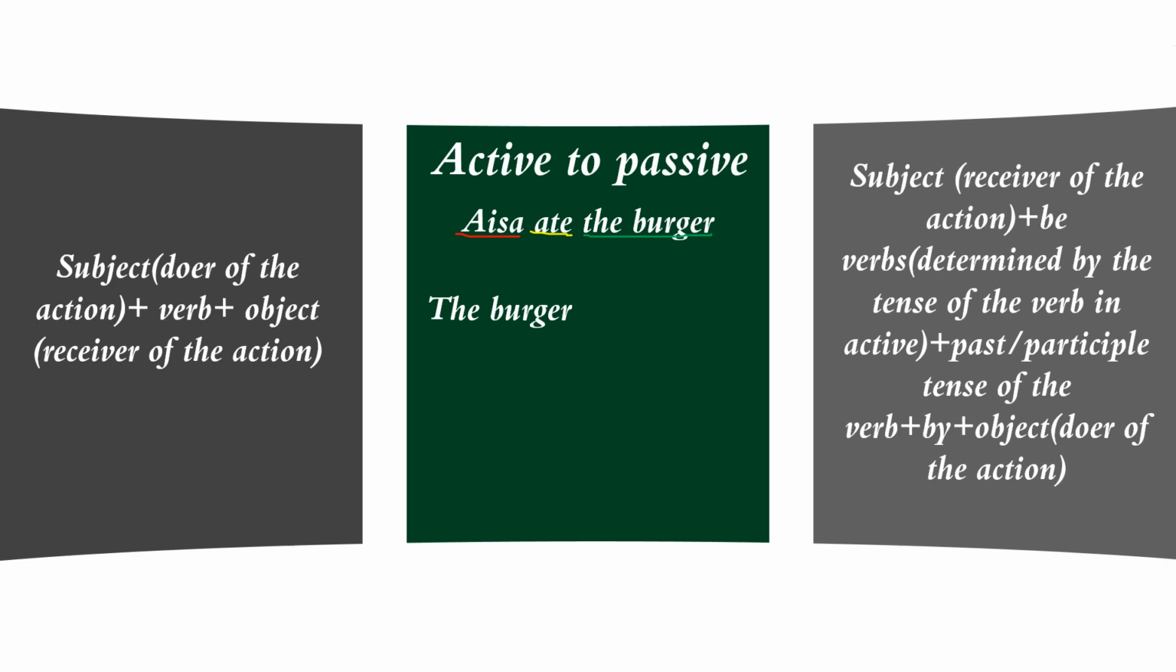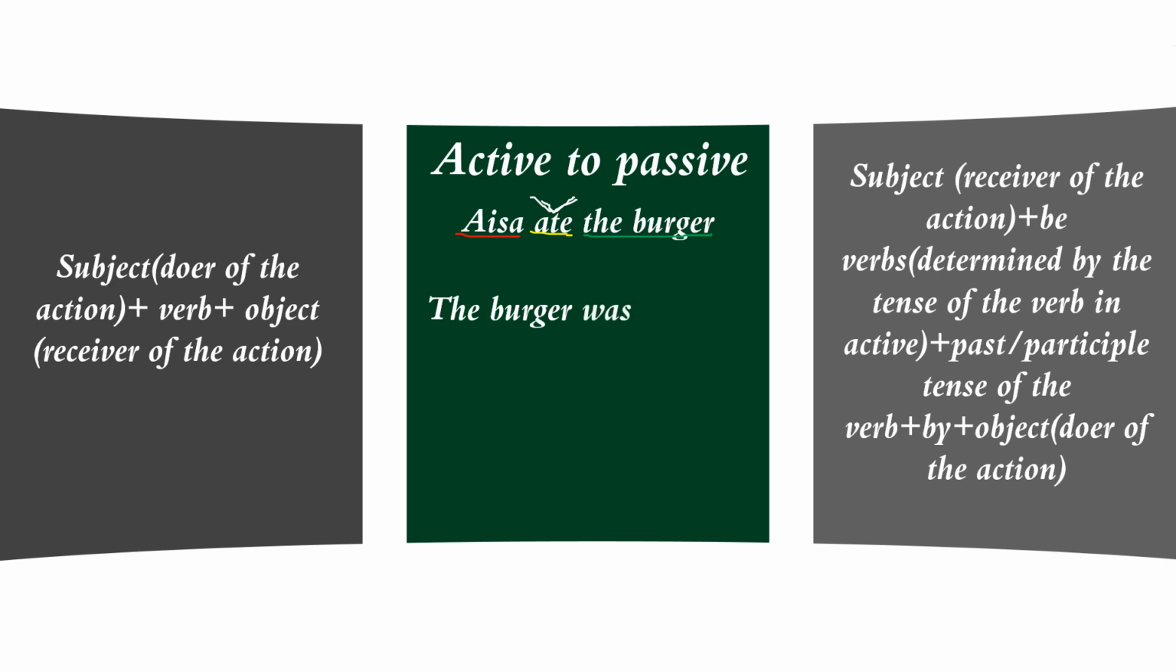You will consider the tense of our verb, which is ate. Ate is in what tense? Is it present, past, or future? It is in the past. Therefore, if this is in the past and your subject is singular, you will be using "was" as the be verb. So the be verb to be used in the sentence will be was.